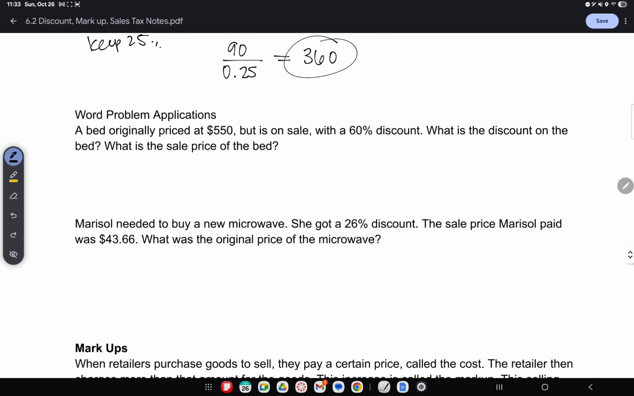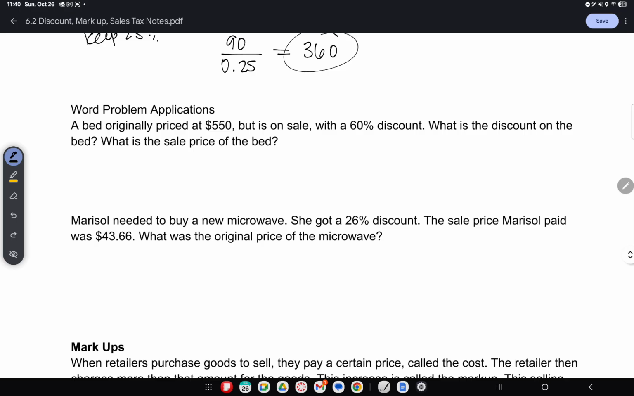Let's look at some word problems here. A bed originally priced at $550 is on sale with a 60% discount. What's the discount on the bed and what's the sales price? So we'll split this one up. So we want to find 60% of the 550, which is 330. And then we'll subtract the two prices. So the original price minus the discount will give us the sales price.